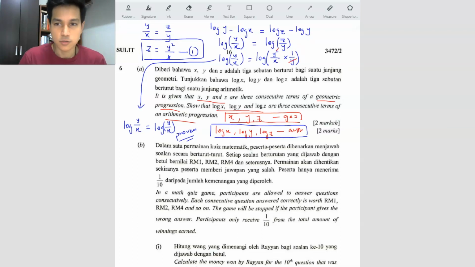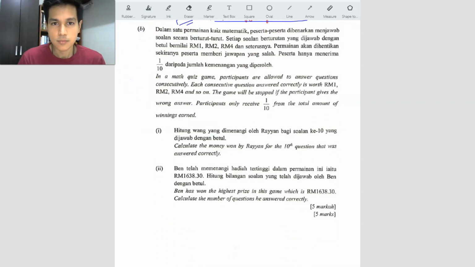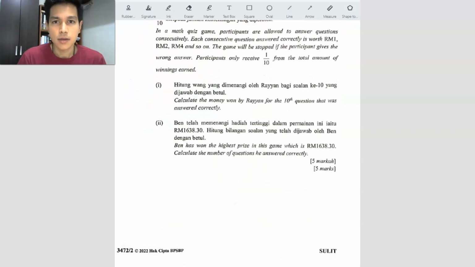Alright, let's see question B. In a math quiz, participants are allowed to answer questions consecutively. Each consecutive question answered correctly is worth 1 ringgit, 2 ringgit, 4 ringgit, and so on.